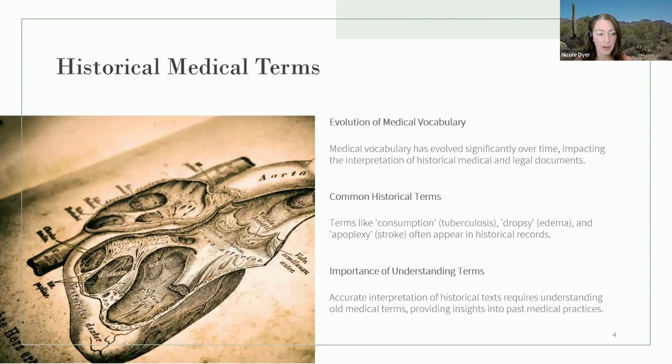So one category of things we might need to understand are medical terms. And as we all know, medical vocabulary has evolved over time. And this can be challenging, especially when we're trying to transcribe a doctor's handwriting and we can't understand his words because they're not familiar to us and his handwriting is bad. So that could be a challenge. And so understanding common historical terms can help us, like consumption and knowing that that means tuberculosis and dropsy. And sometimes you can get medical dictionaries from the time period.